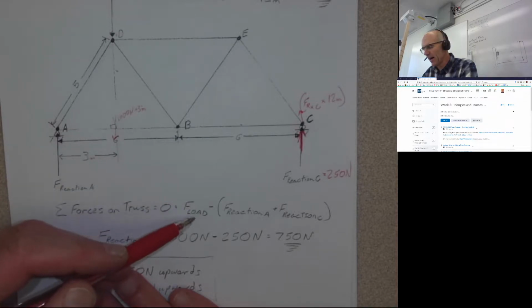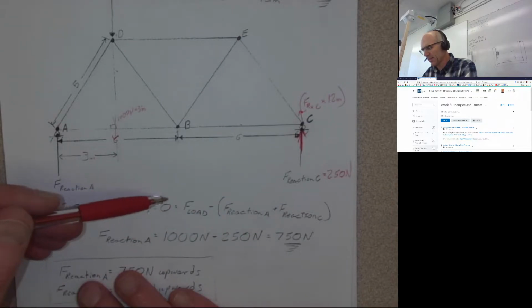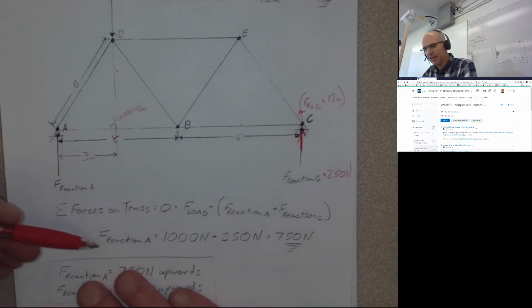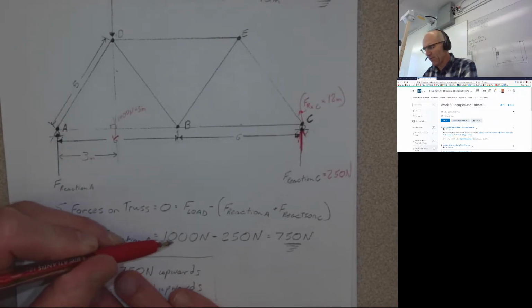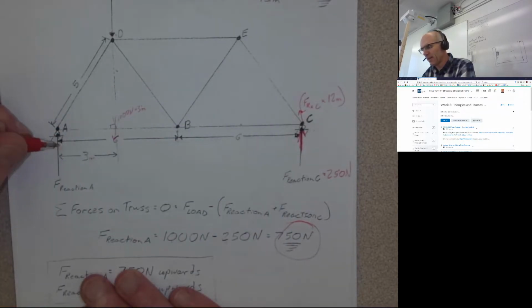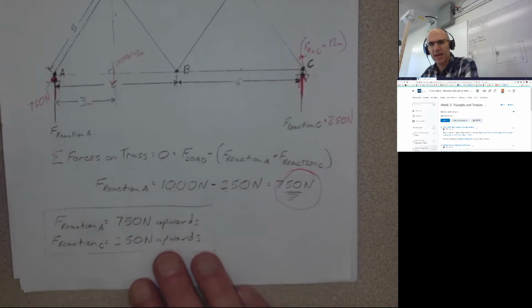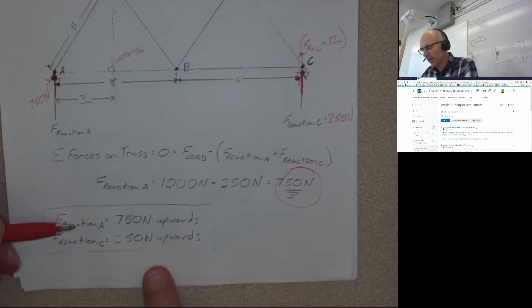And so my F load minus F reaction A plus F reaction C has to equal out to 0. And again, a little bit of algebra, and I know that F reaction A over here has to equal 1,000 newtons minus 250 newtons. So I get 750 acting up right in here. Okay, we've done that a couple of times, and right down here, we sum this up and we describe our forces, 750 newtons acting up right here upwards, 250 acting down.